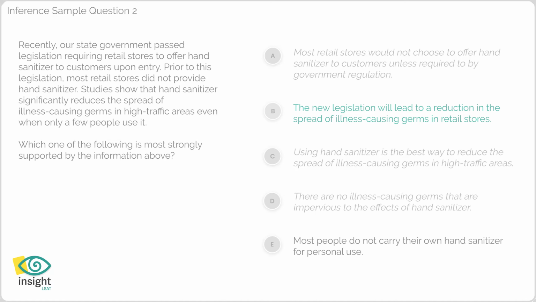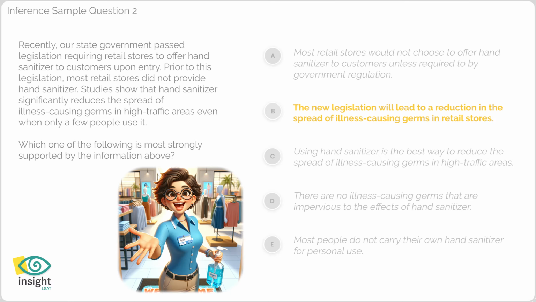And then what was going on with E again? Most people do not carry their own hand sanitizer for personal use. Yeah, I still don't really know what to do with this. I don't see any support for this, certainly nothing like what we have for B. And sometimes that's just how it is with these weaker inference questions. It can be hard to give a super clear explanation for why an answer is wrong when it's just not supported. It's not like there's something positively bad about the answer. It doesn't contradict anything. I just don't see any support for it, especially in comparison to B. So this one is gone, and I'm going with B, which is in fact the correct answer.